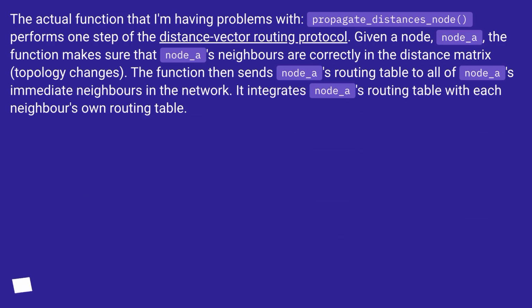The actual function that I'm having problems with, propagate_distances_node, performs one step of the distance vector routing protocol. Given a node, node_A, the function makes sure that node_A's neighbors are correctly in the distance matrix. Topology changes. The function then sends node_A's routing table to all of node_A's immediate neighbors in the network. It integrates node_A's routing table with each neighbor's own routing table.